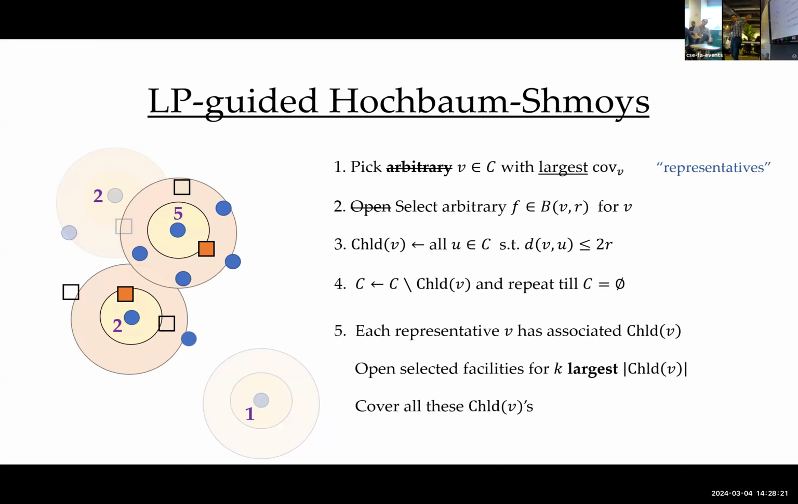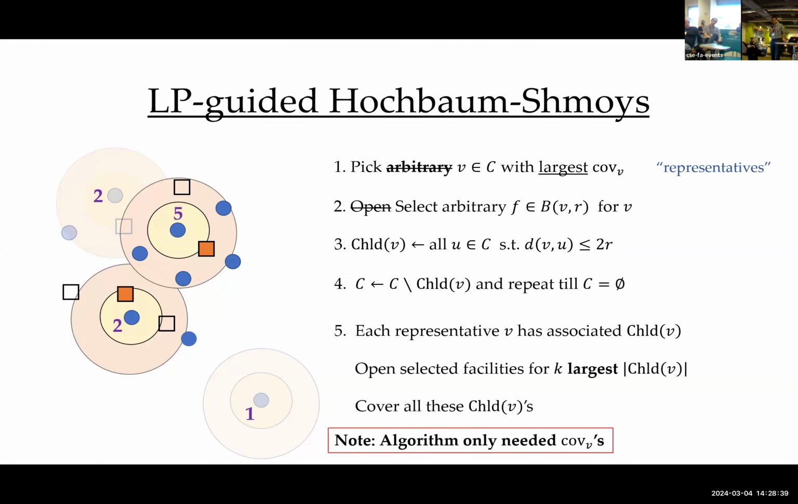In this picture, for example, if K is equal to 2, there are numbers 5, 2, 2, 1. I pick 5 and 2. I open those orange facilities. And the people that I cover are basically the children of these representatives. So that's the algorithm.